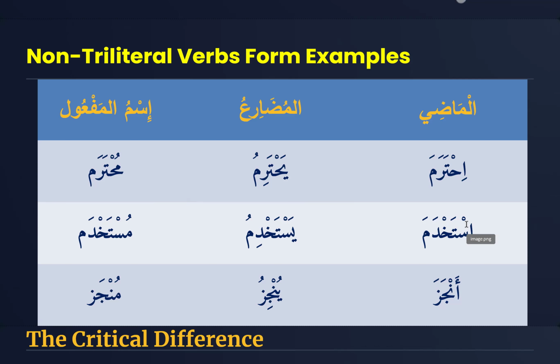Likewise, we have istakhdama. Istakhdama means he used. Yastakhdimu, he uses. And mustakhdam is the thing that is being used. So here what we did is take the present tense and change the ya to mim with the dhamma. Then anjaza. Anjaza means he accomplished. And yunjizu, he accomplishes, and munjaz, the thing that is being accomplished.